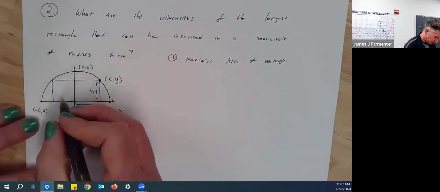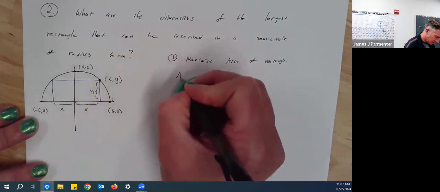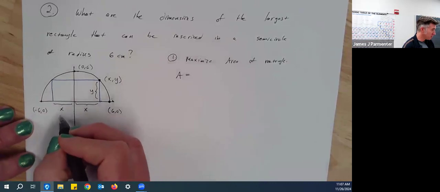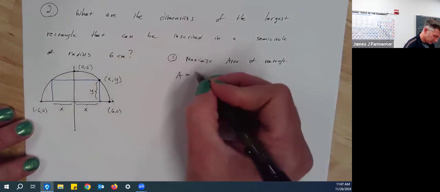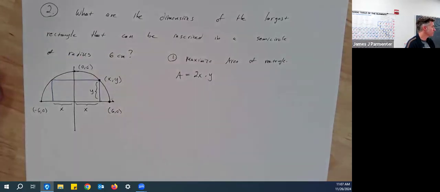And then the area of my rectangle is the base, which is twice whatever x is, times whatever y is. So that's what we're trying to maximize. And once again, we see the thing we're trying to maximize is a function of more than one variable. So we need a constraint.